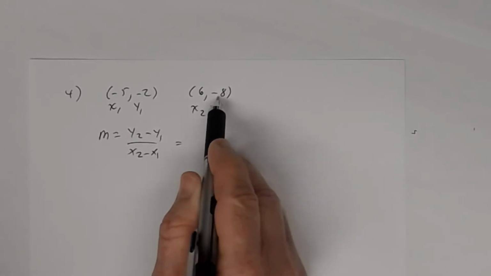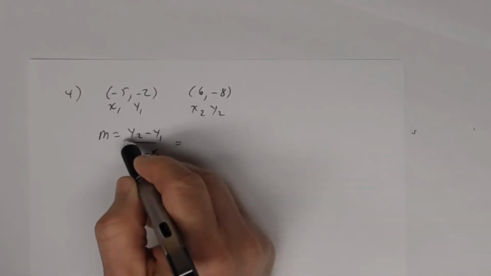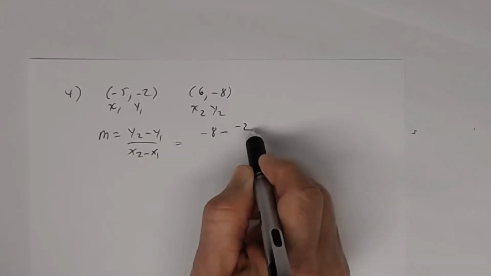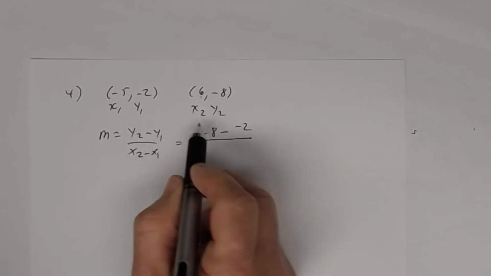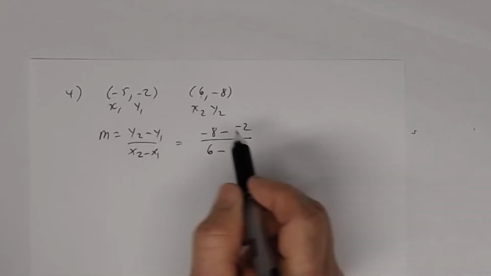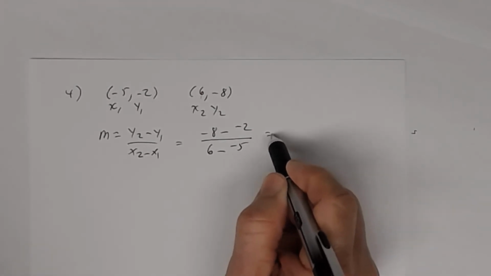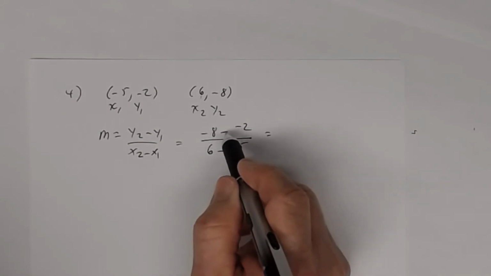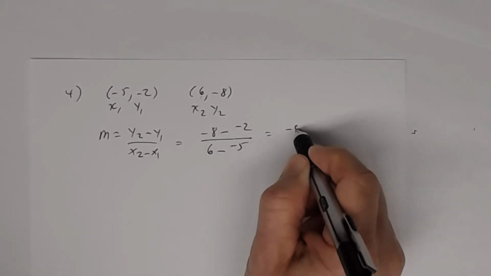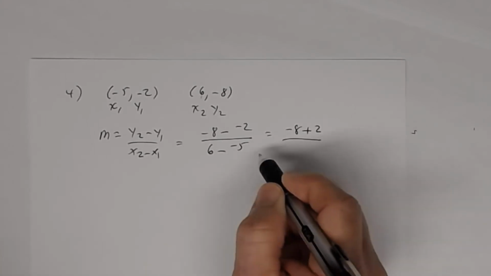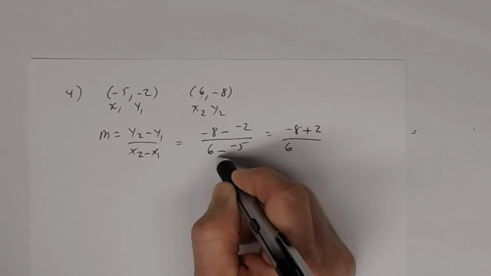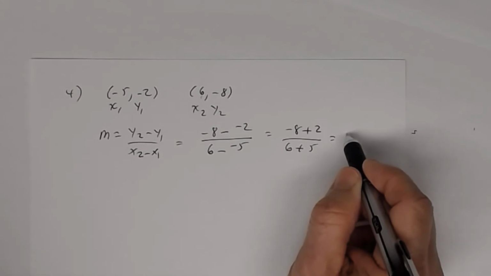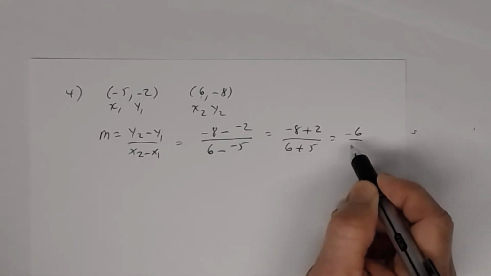And it's just a matter of you taking those values and putting them back into the formula. So y2 corresponds to negative 8, subtract y1, which is a negative 2, divided by x2, which is 6, subtract x1, which is negative 5. All right, so rewriting this better, remember, always change subtraction to addition. So it becomes negative 8 plus the opposite of negative 2, so it's negative 8 plus 2, divided by 6 plus the opposite of negative 5, 6 plus 5. So negative 8 plus 2 is a negative 6, and then 6 plus 5 is 11.